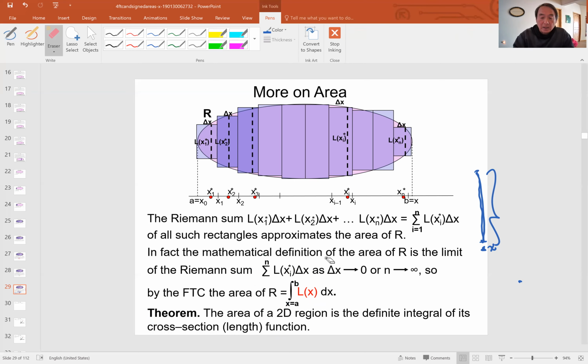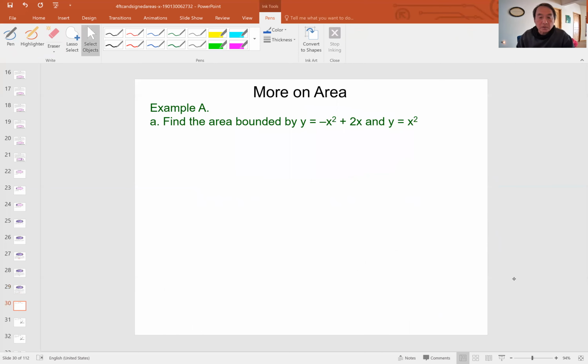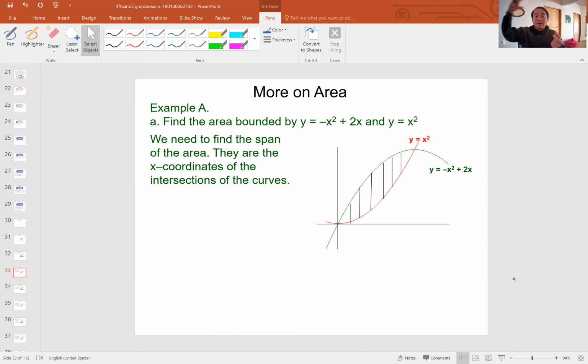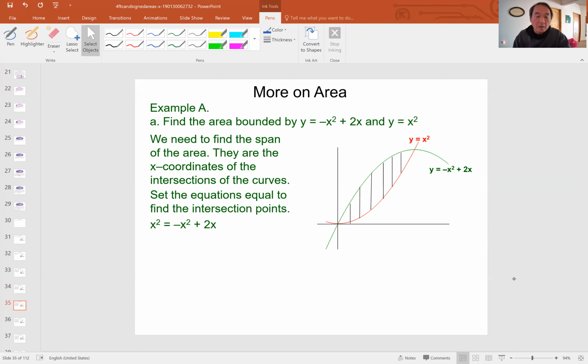Okay, the area is the definite integral of the cross-sectional functions. So here's an example. If I put the rulers down, I need to find the intersection points between one end and the other by setting the equations equal to each other. So I find x equals 0 and 1. Therefore, it starts from 0 here and goes to 1, in between those two markers.